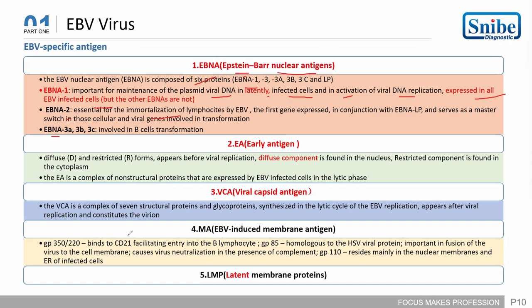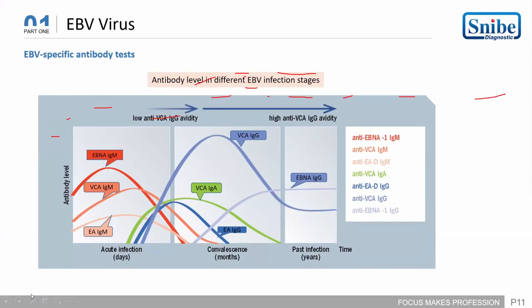The membrane antigen resides mainly in the nuclear membrane and ER of the infected cells. It helps the virus enter the B lymphocytes by binding with CD21, and it is also an early indicator that B lymphocytes are involved in this infection. Now, if we talk about EBV-specific antibody testing, the levels differ across EBV infection stages.